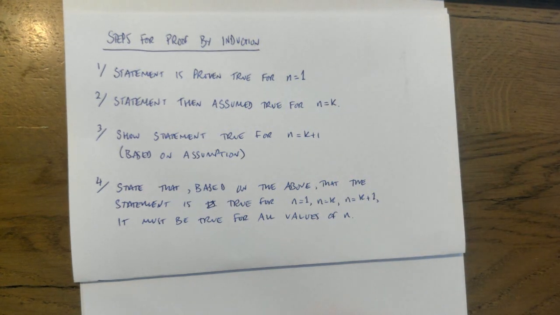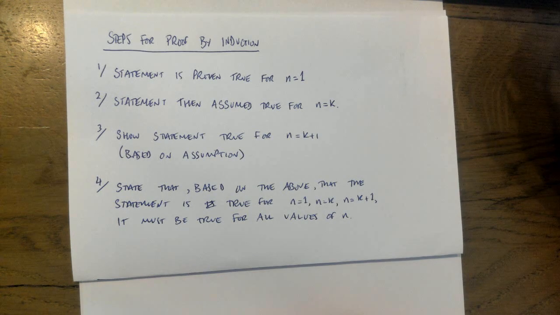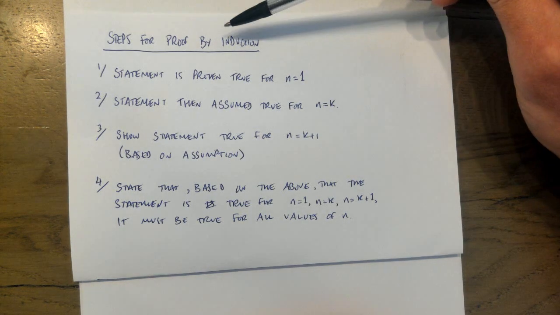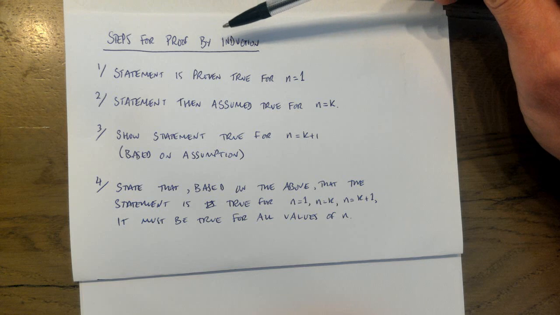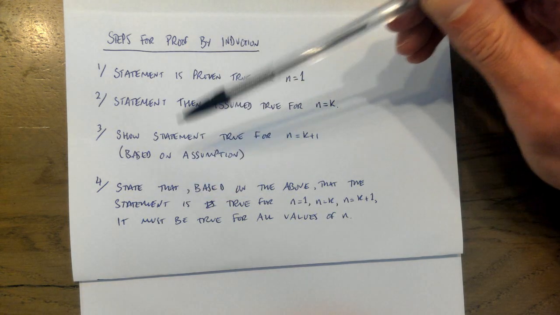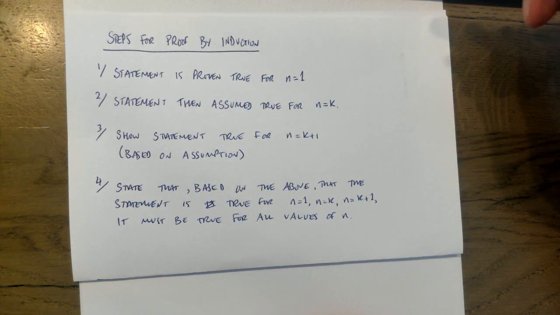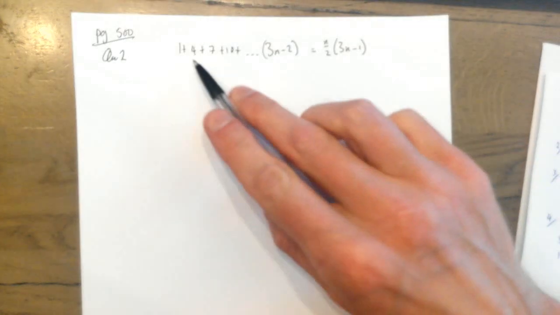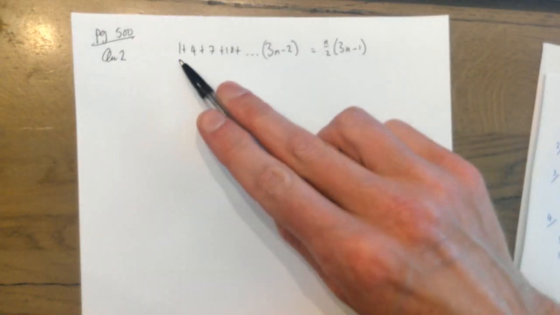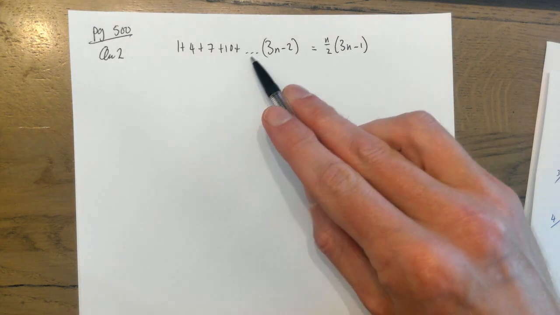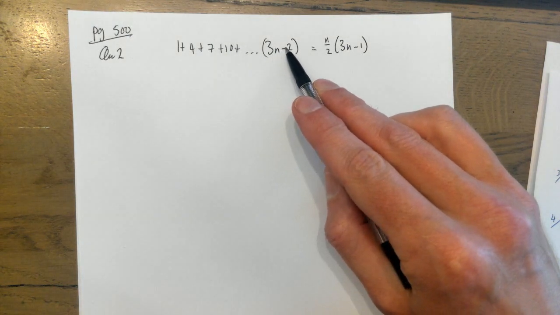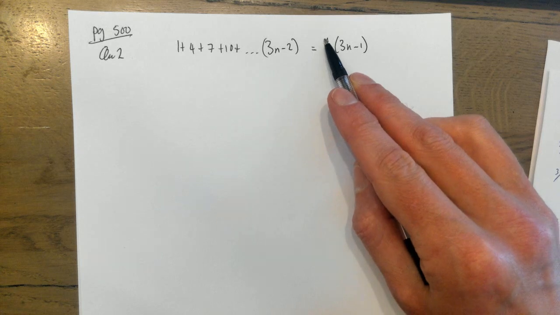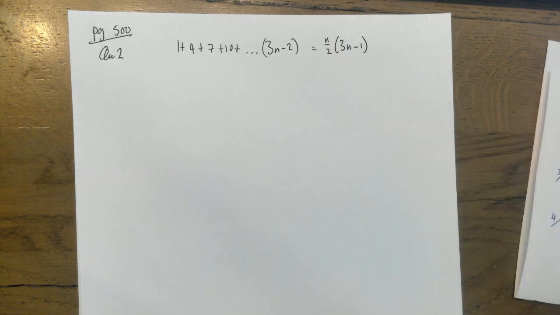Okay, this is a quick video to give an introduction to what we call proof by induction. This is where we use this method following these steps, which are repetitive, to prove a statement given to us. So the statement might be something like this. This is page 500, question 2. So it might be 1 plus 4 plus 7 plus 10 plus and so on. The rule for that is 3n minus 2. It's the same as n over 2 times 3n minus 1. Okay, we'll get to that in a second.